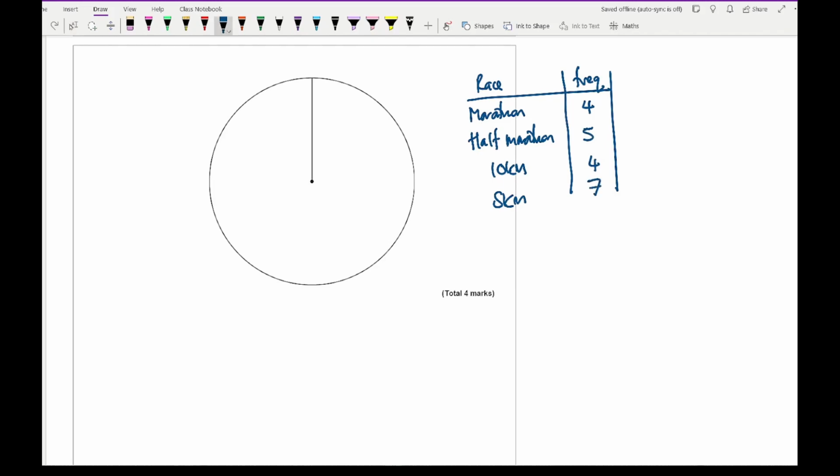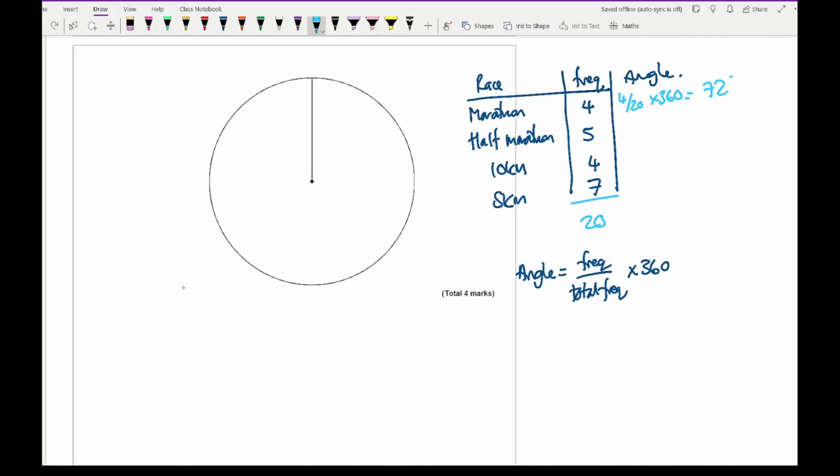So from this, what I then need to do is work out the angle. Now the angle for a pie chart is the frequency divided by the total frequency multiplied by 360. So here, if I look at the angle, I'm going to do 4 divided by 20, because there's 20 in total, multiplied by 360, and that gives me an answer of 72 degrees.